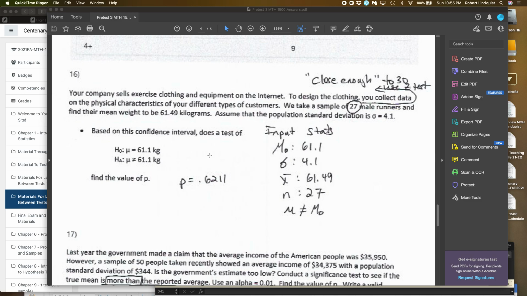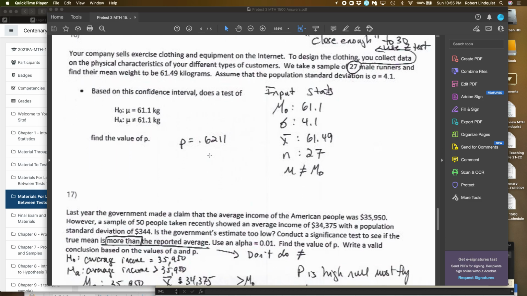So, since I'm doing a confidence interval test, I go to stats, I go to test, it's a Z-test, we go to the first option. The null is 61.1, the standard deviation is 4.1, and then we got x bar is 61.49, and the number is 27. So, choose the option that it's not equal to the null. When you do that, you get P equal to 0.6211, and that would be the value of P. So that would be your answer.